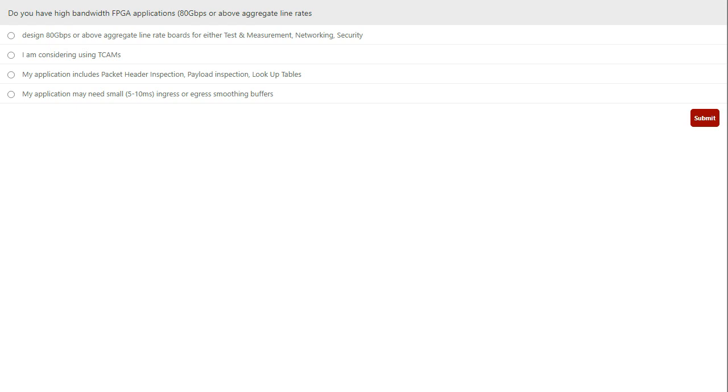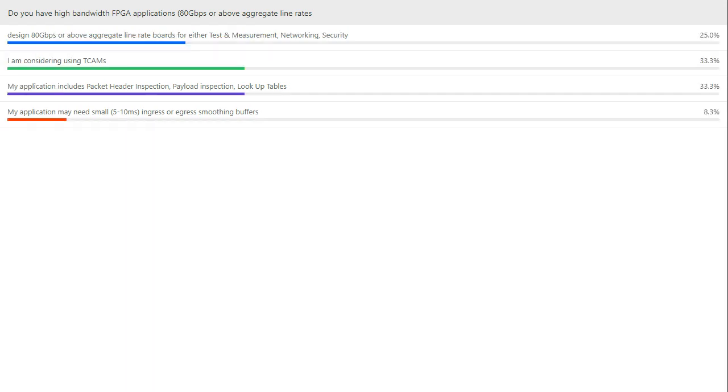Okay, so let's take a look at our results. It looks like we had about 25% say design 80 gigabytes per second or above. Using TCAMs was about 33%. My application includes packet header inspection was about 33%. And I may need small 5 to 10 millisecond ingress or egress smoothing buffers was about 8%.